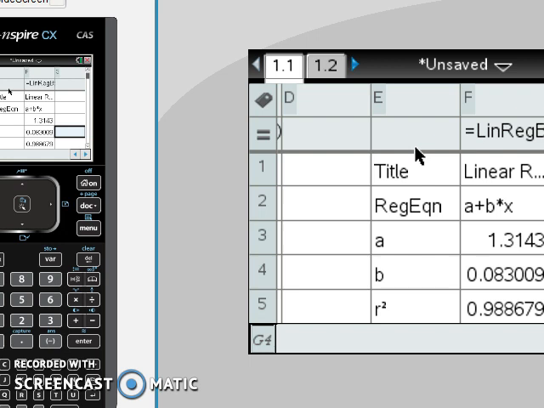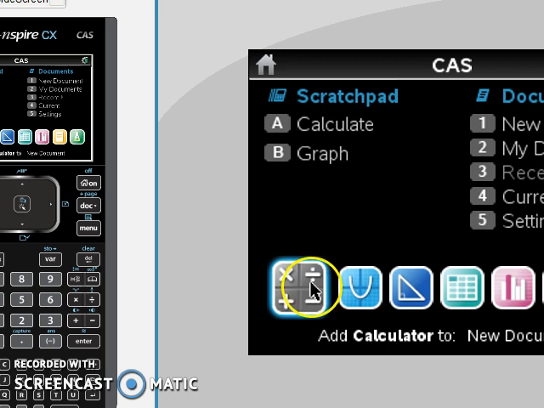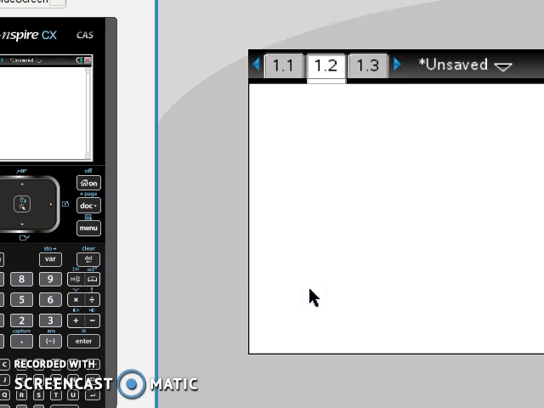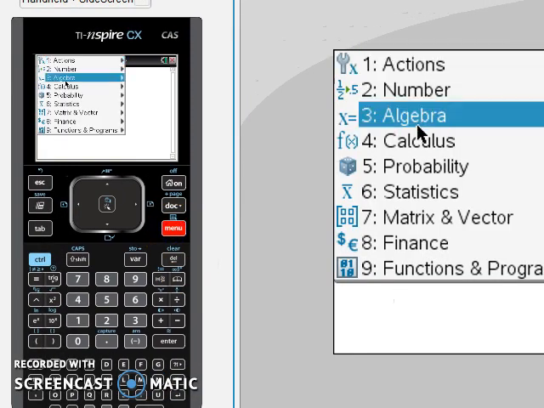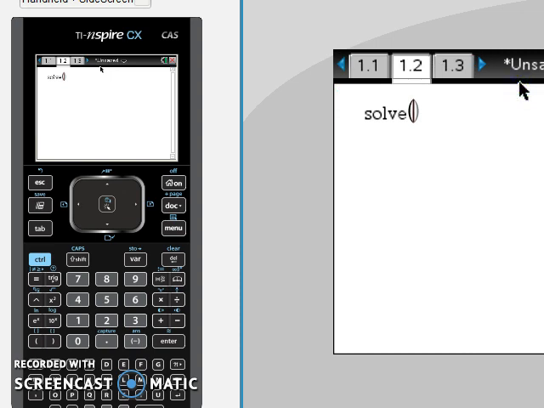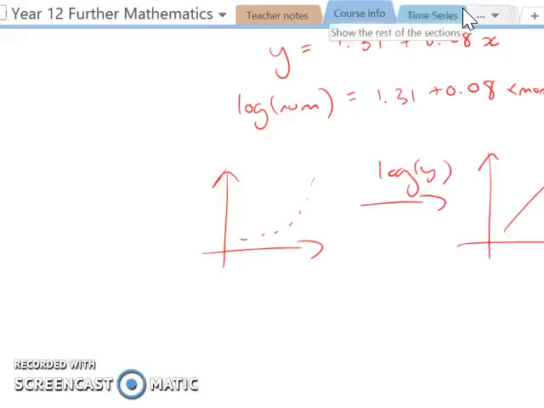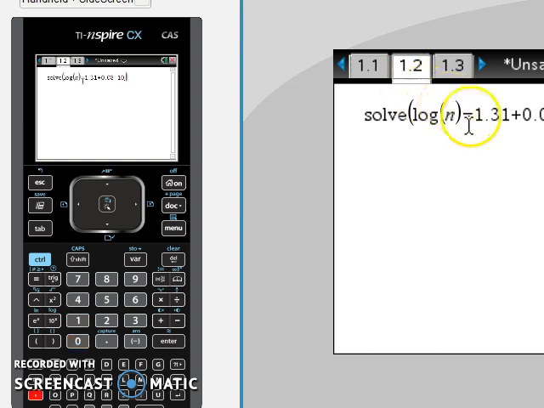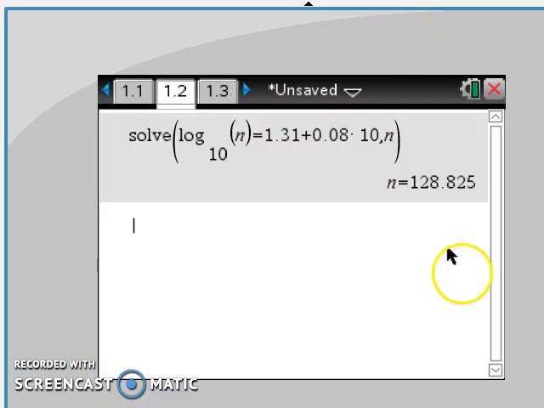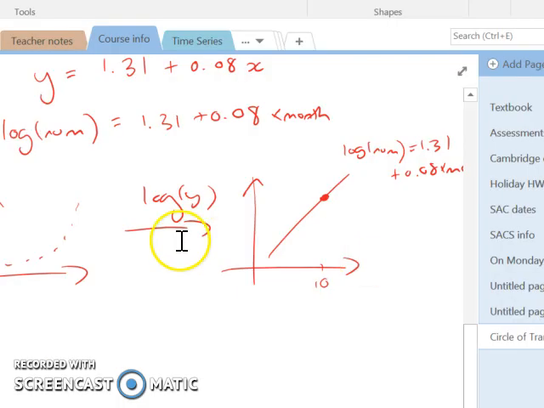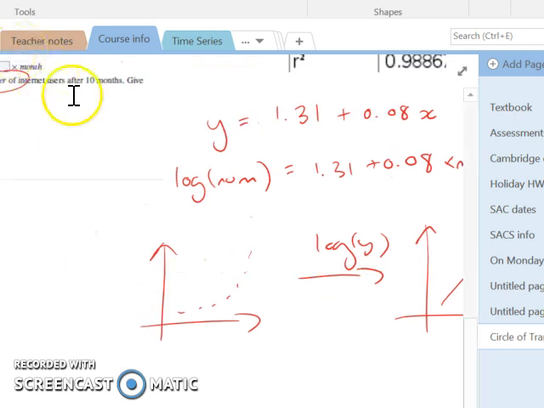So what you need to do is go into your calculator, and we go menu, algebra, solve. Log of, call it n for number, equals, subbing in 1.31 plus 0.08 times 10, because that's the prediction. And I'm solving for the actual number, not the log number, so I need to solve for n. So that's what it'll look like. And we get 128.825.